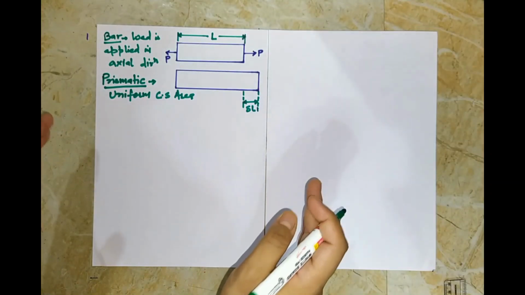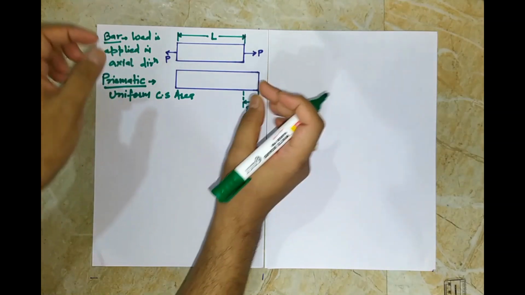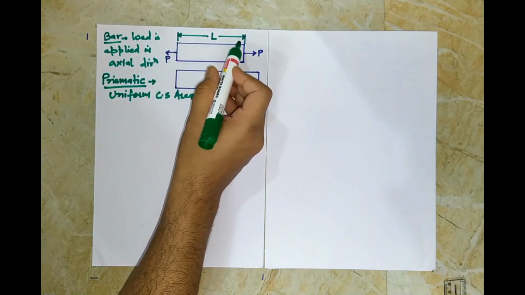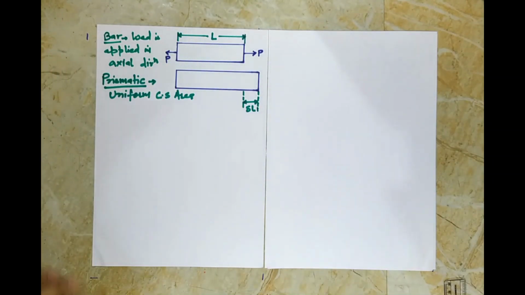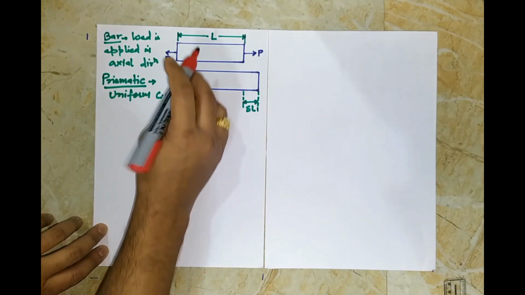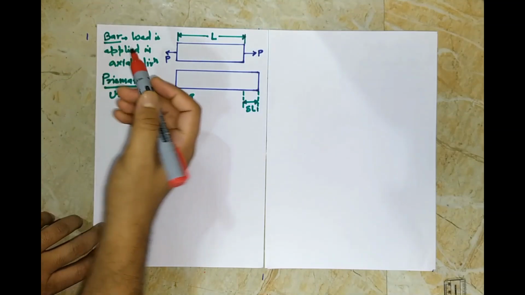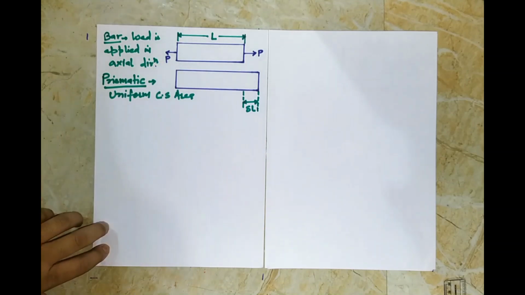So let us now start with our first case study in which we have taken a prismatic bar in which load is applied in the axial direction and the initial length of the prismatic bar is L. When we call the bar prismatic, it means uniform cross-section area. This bar has a uniform cross-section area throughout its length. Now, a structural element is called a bar when the load is applied in the axial direction.